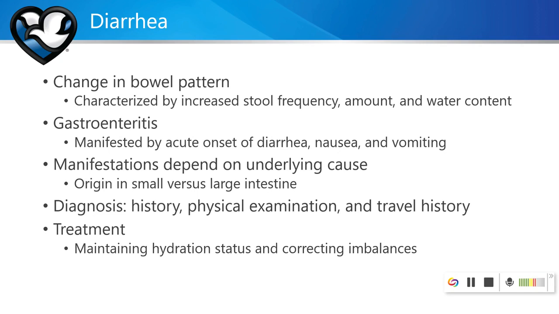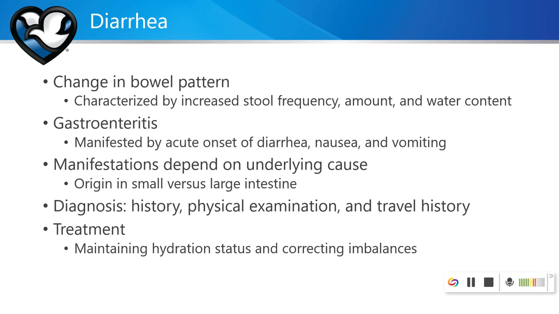Diarrhea refers to the change in bowel pattern characterized by an increased frequency, amount, and water content of the stool. Diarrhea can be acute or chronic and may be caused by many conditions. Acute diarrhea is most often caused by viruses such as norovirus, rotavirus, and adenovirus. Bacterial infections may be implicated in more severe cases.